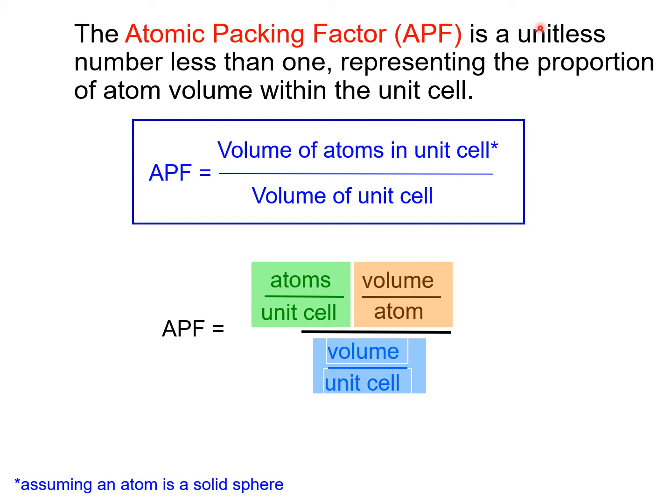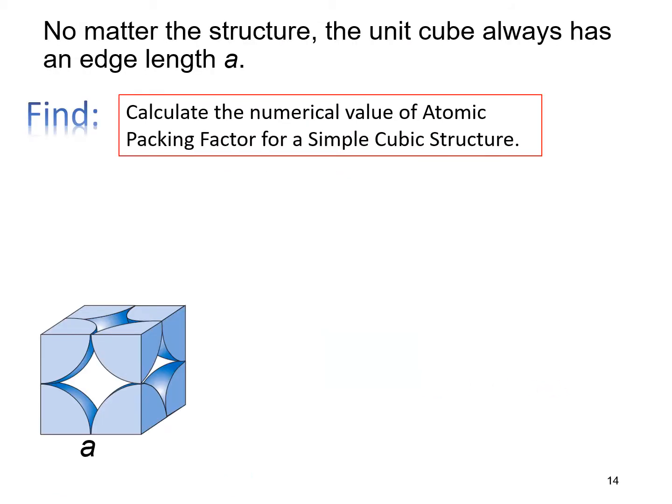In order to calculate the APF, we need these 3 pieces of information, which are represented in the colors here at the bottom. We need the number of atoms per unit cell, we need the volume of one atom, and we need the volume of the unit cell itself. Our problem statement is to calculate the numerical value of the atomic packing factor for a simple cubic structure. The unit cell is shown below, and we will define the edge length for this cell, or any unit cell, to be the letter A.